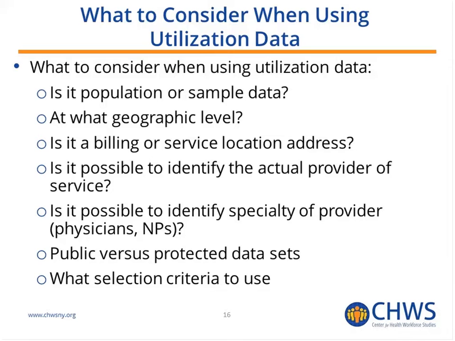As you look at your utilization data, is it a billing or a service location? We know that sometimes, especially with Medicaid data, we find that the address listed is actually a billing address. So all of a sudden we have everybody who's getting ambulatory care at the hospital, even though we know that they may have 20 or 30 other sites around the county or around multiple counties. So you have to be concerned about that.